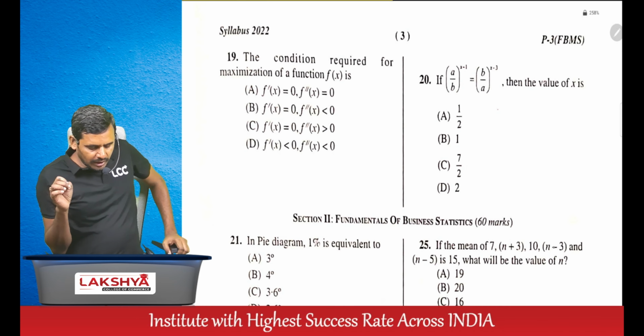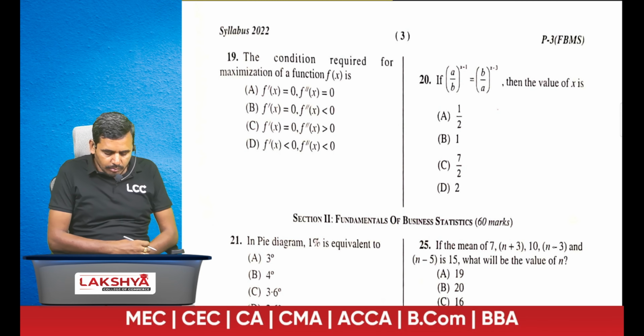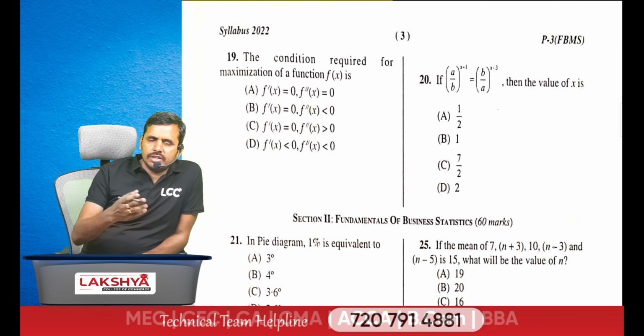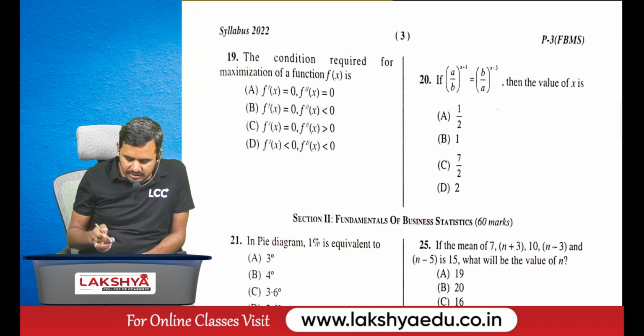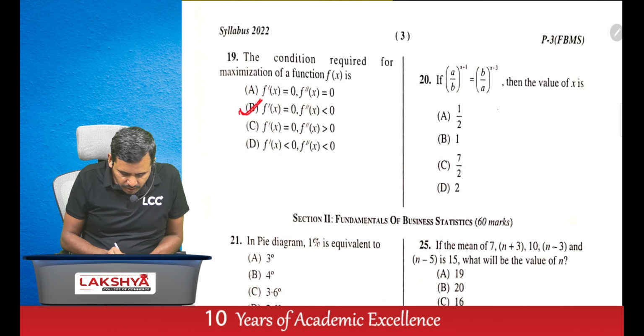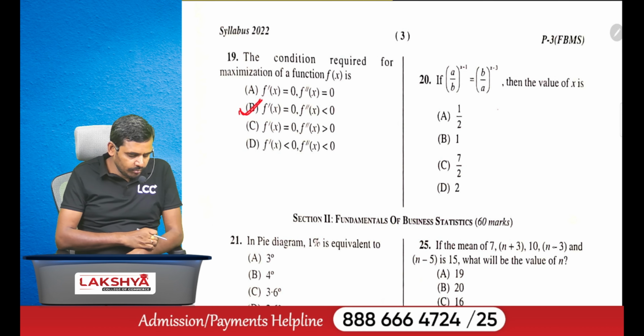See the problem number 19. The condition required for the maximization of a function. For maximization of a function, we find f dash of x equal to 0. For maximum, f double dash of x less than 0. That is there in option B. 19th answer is B.